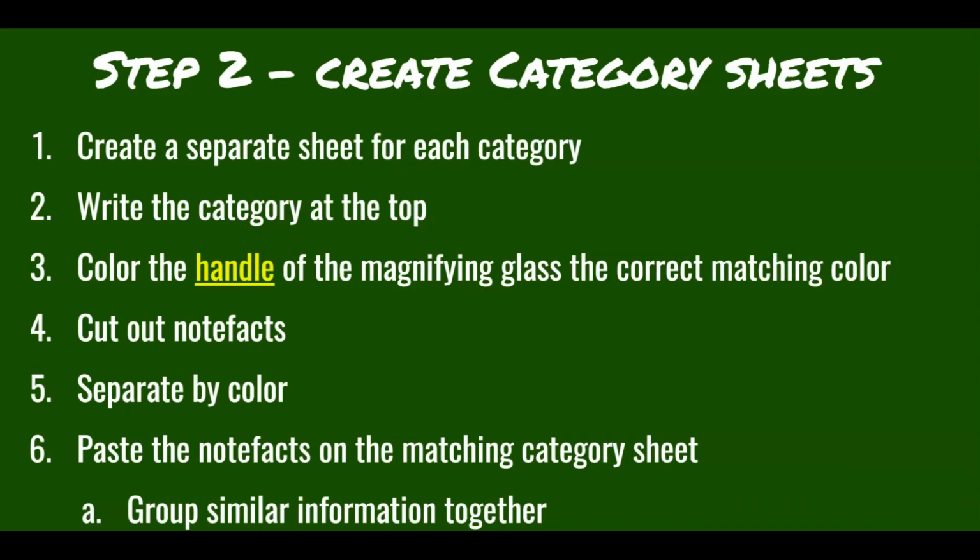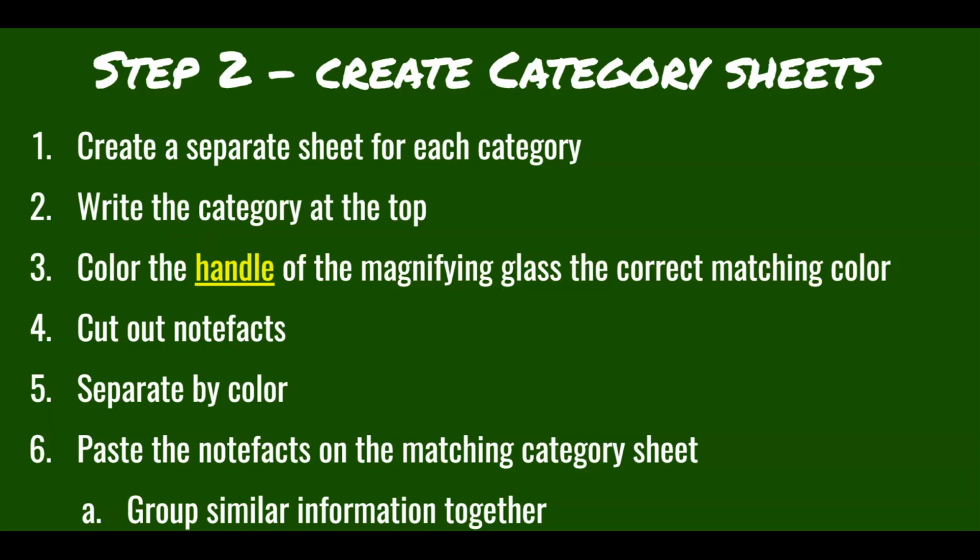Okay, so the next step in organizing is to create a place to put your notes in the categories. So we're going to do that with category sheets, okay? So in your packet, there are category sheets, and you're going to create one sheet for each category. So each category gets its own separate sheet. And you can do that by writing the category at the top of the sheet, and you're going to color the handle of the magnifying glass the correct matching color.